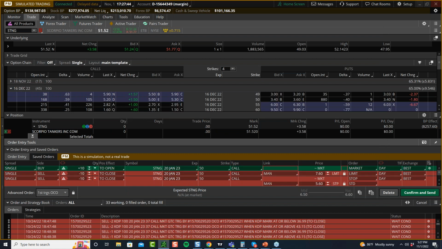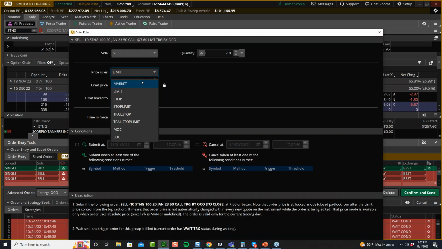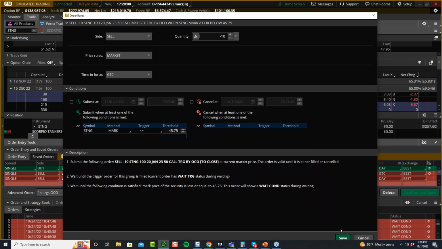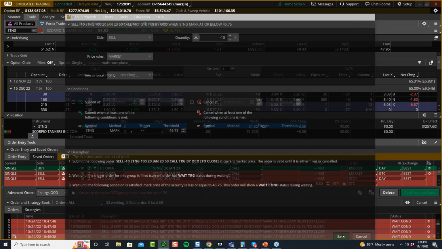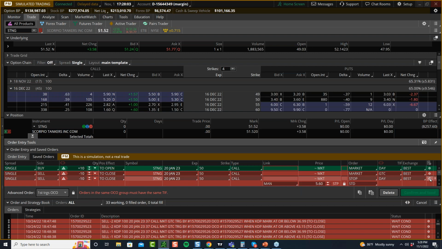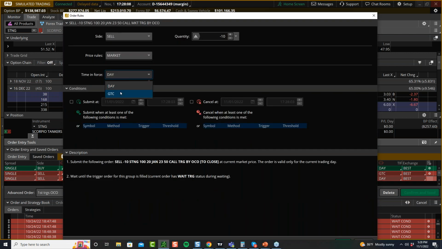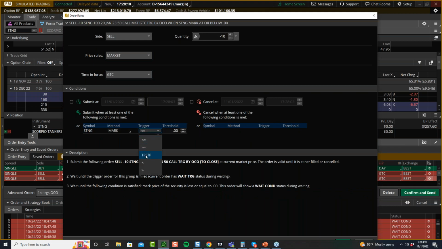So there's my entry. Okay, I also want to have a stop loss, good till close. So I'm going to set up the contingent order to close my option trade out, to sell my option if we come down to hit my stop loss of 45.75. The underlying stock drives the option premium, so why wouldn't I use the underlying stock to manage my trade? They're derivatives. It's one and the same.